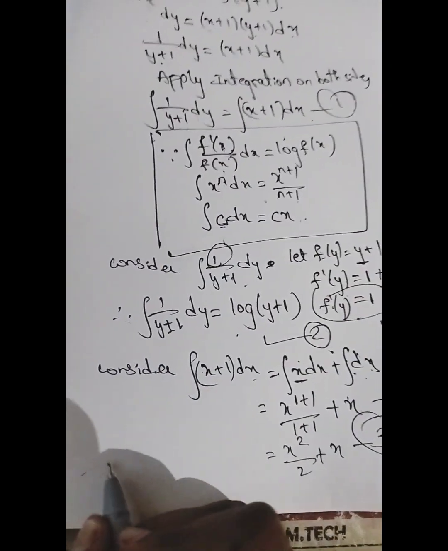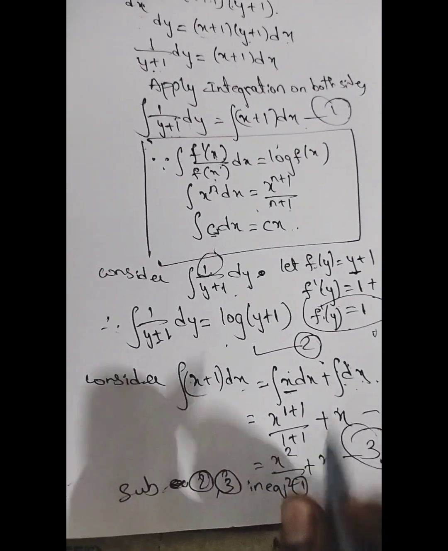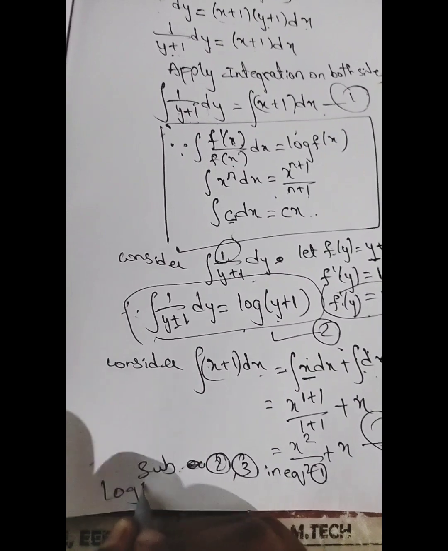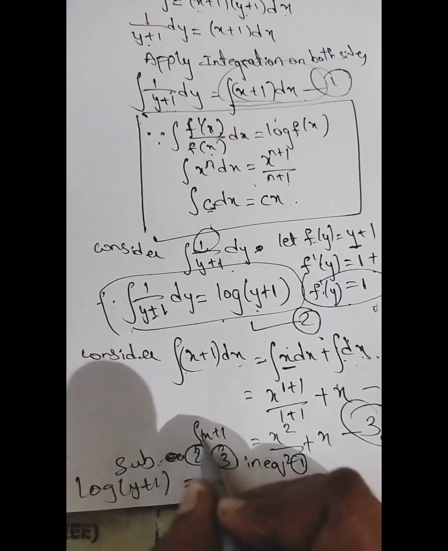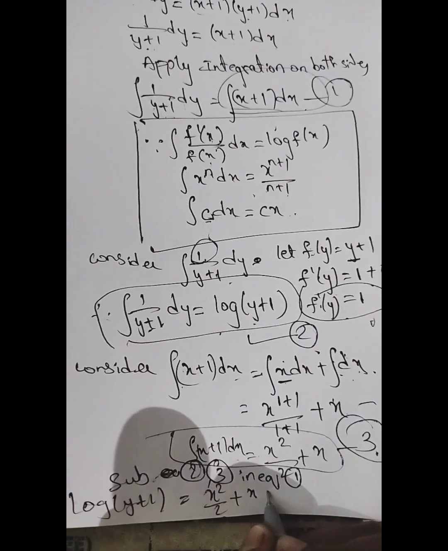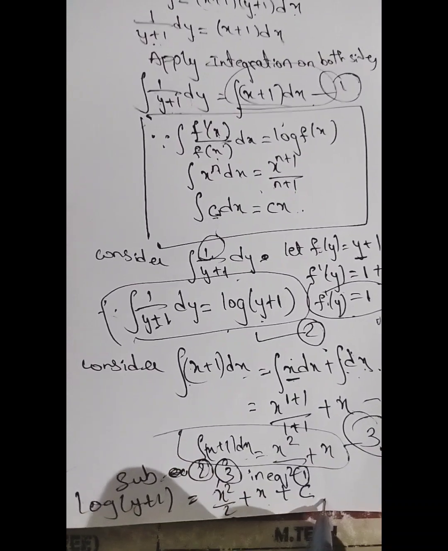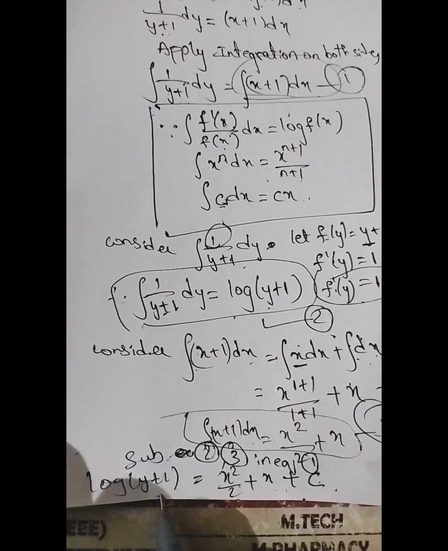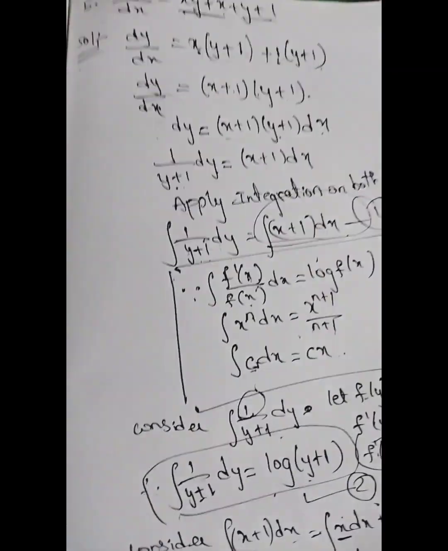Now substitute equations 2 and 3 in equation 1. Therefore the left hand side, equation 2, becomes log of y plus 1 equal to, in place of integral x plus 1 dx we have x square by 2 plus x, and we forgot a constant, we need to write that constant also, plus c. So till here we got. You can leave it as it is, or else you can send this x square by 2 plus x to the right hand side, and you will be getting the c value. Till there also you can stop the solution. That is our last sum.